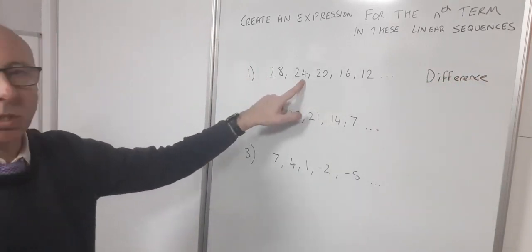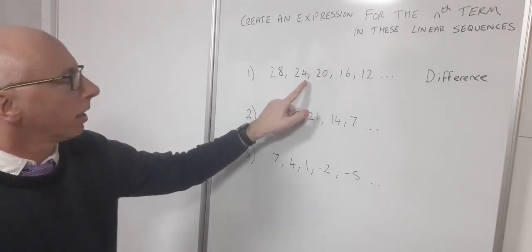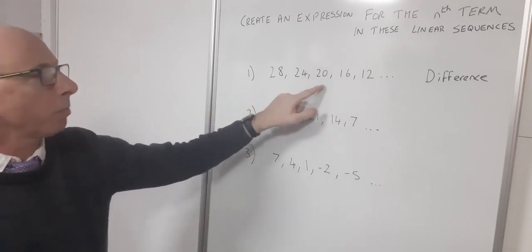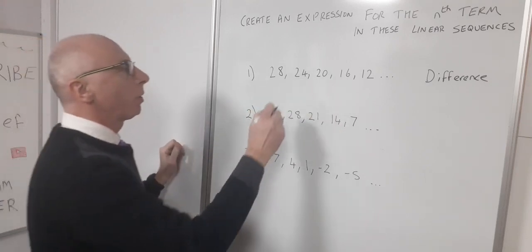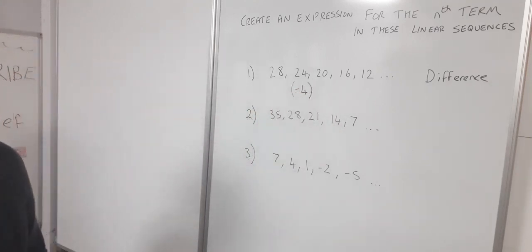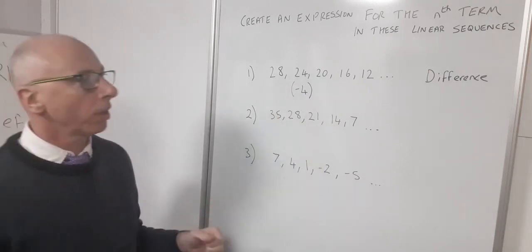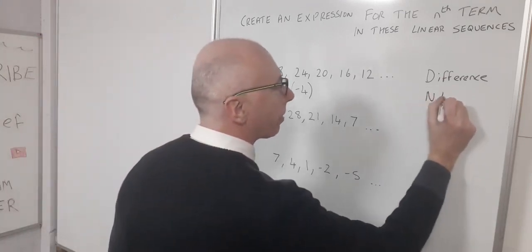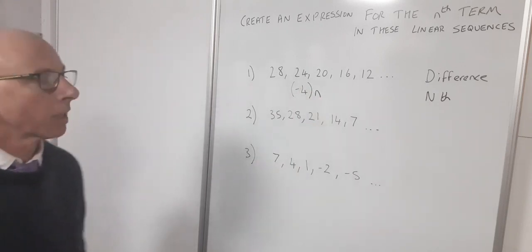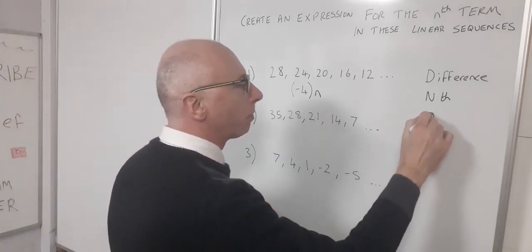So 28 to 24, that's minus 4. 24 to 20, that is also minus 4. So moving in this direction, each number is being reduced by 4. So now we can write that as minus 4. And then the next thing we need to do is give that a letter as it's in terms of the nth term. So now we want nth. So now we write minus 4 and just put an n next to it. And then the last part of our job is to find the 0th term.